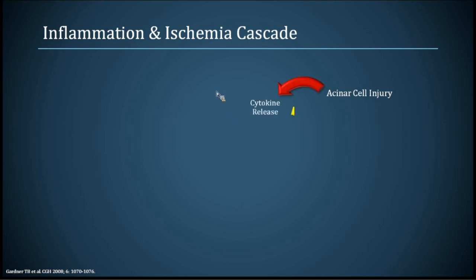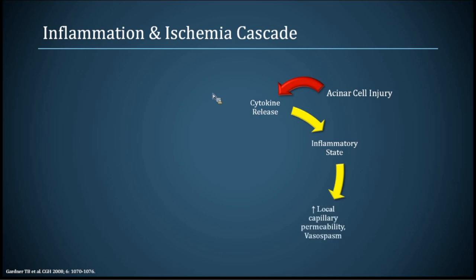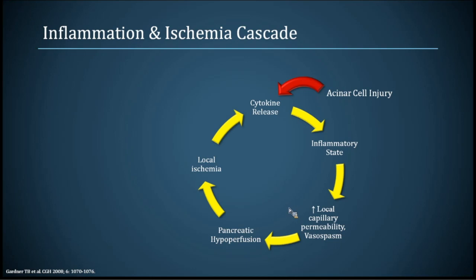That leads to cytokine release, an inflammatory state that then develops, and now with any inflammatory state, you get local capillary permeability and you get some vasospasm. And then from there, you will develop some very localized pancreatic hypoperfusion just from those vascular abnormalities at a very small tissue level. That gives you some local level of ischemia, and that of course leads to more cytokine release. Well, those cytokines lead to SIRS, right?